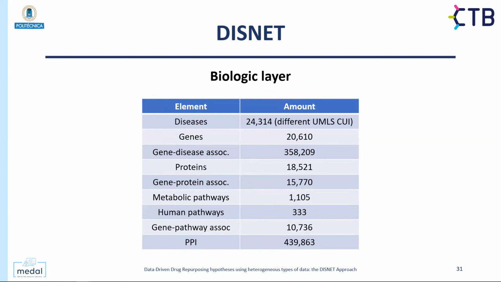So we have many types of data, and this is a summary of the data that we have: more than 24,000 diseases cataloged from a biological perspective, several gene-disease associations, several protein-protein interaction associations, pathways, human metabolic pathways, and gene-pathway associations. We have a lot of information that we are exploiting.